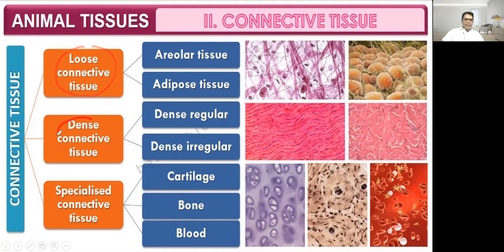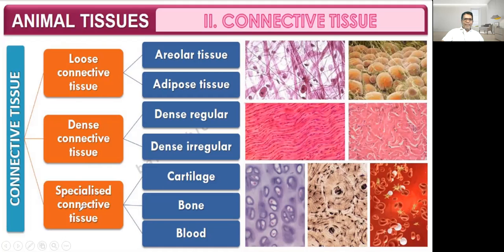Then there is dense connective tissue: dense regular and dense irregular. Here it is areolar, this is adipose, this is dense regular, and here is dense irregular.